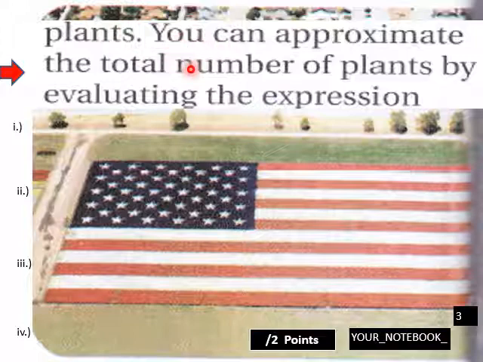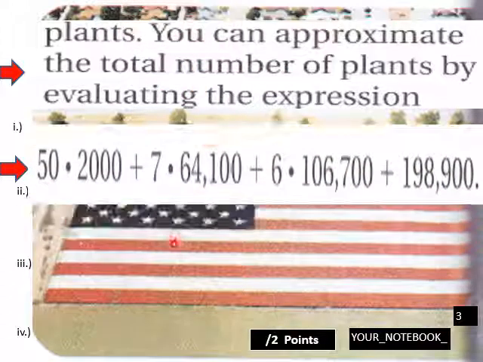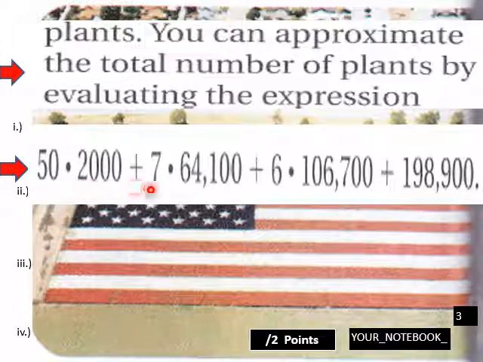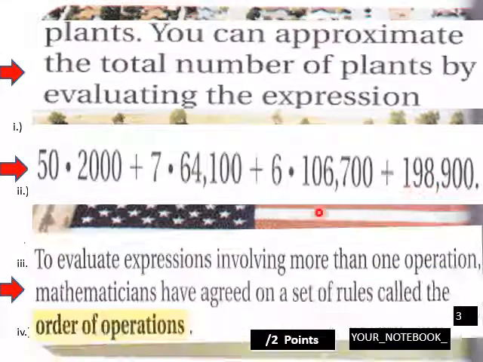You can approximate the total number of plants by evaluating the expression 50 times 2,000 plus 7 times 64,100, plus 6 times 106,700, plus 198,900. To evaluate expressions involving more than one operation, mathematicians have agreed on a set of rules called order of operations. This goes in your notebook, page 3, 1.3. Make that your entry that goes into your notebook.